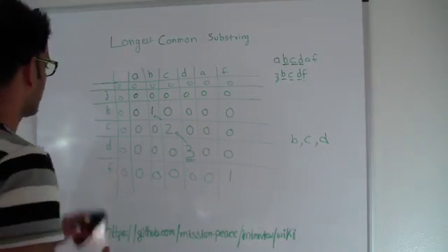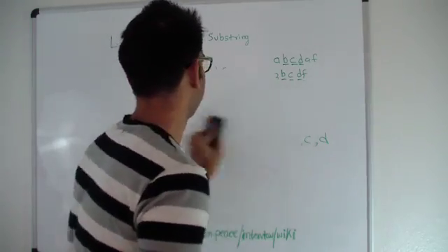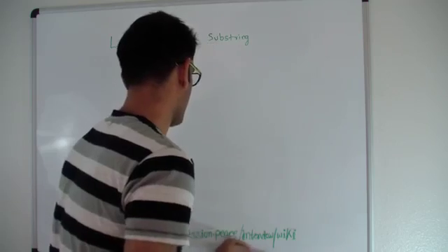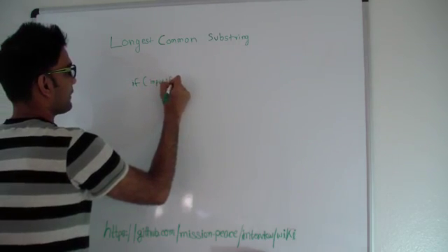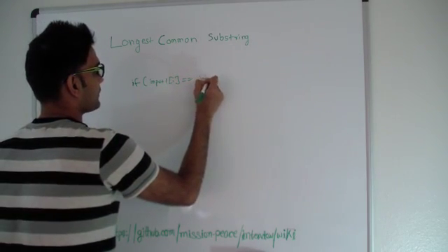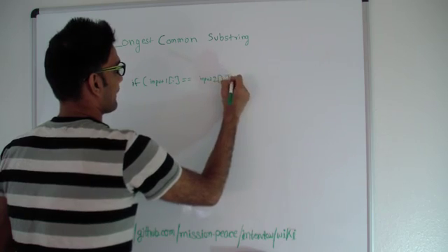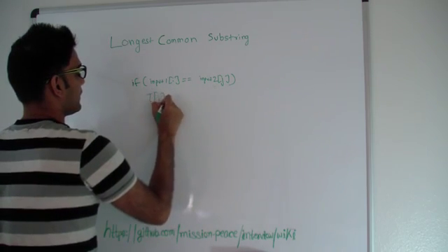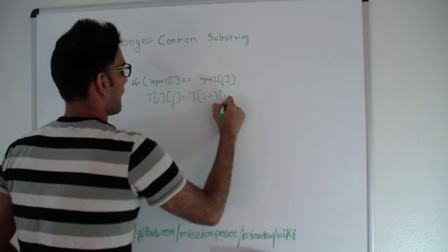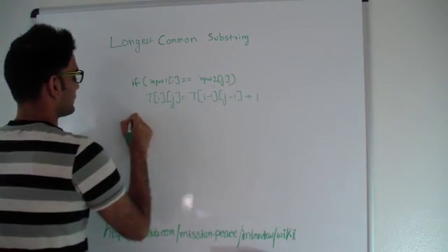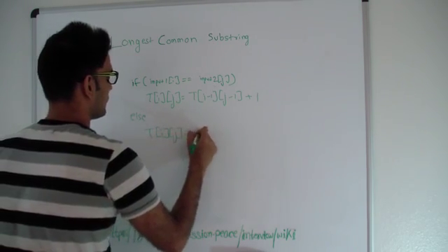Let's look at the formula for this one. If input1[i] is equal to input2[j], then T[i][j] is equal to T[i-1][j-1] plus 1, else T[i][j] is equal to 0.